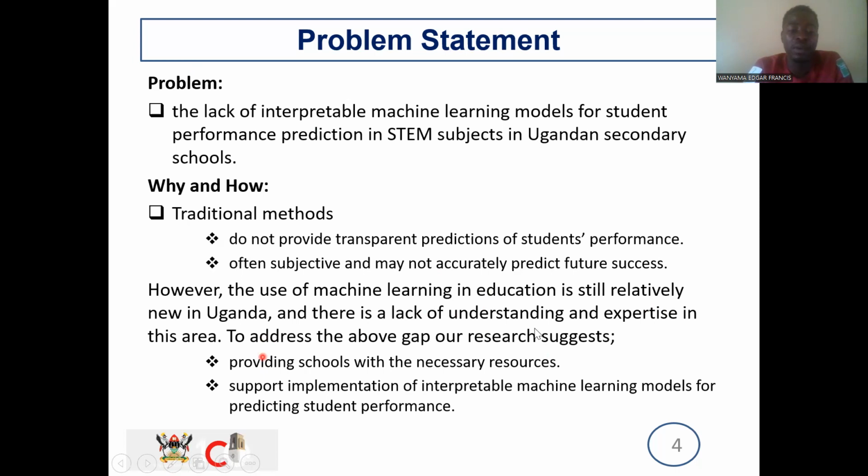So to address the above gap, our research suggests that providing schools with necessary resources can actually address that gap and even support implementation of interpretable machine learning models for predicting students' performance. We can support the implementation of those models in order to address that gap.